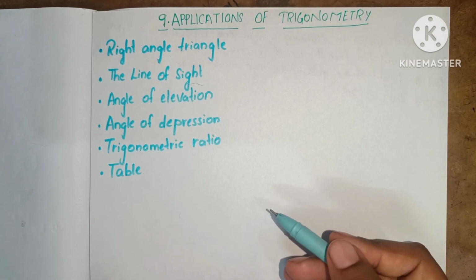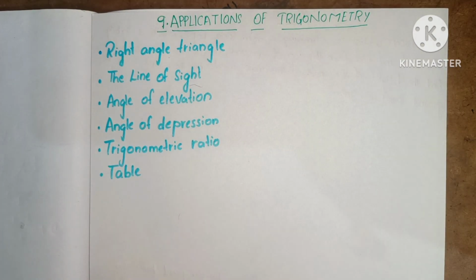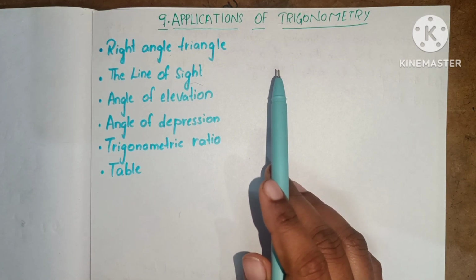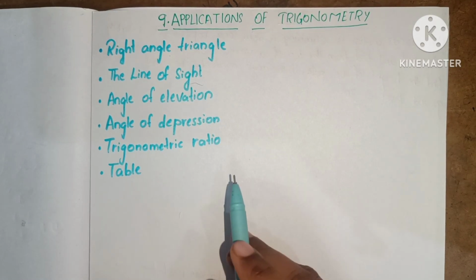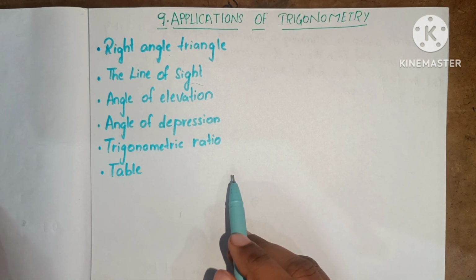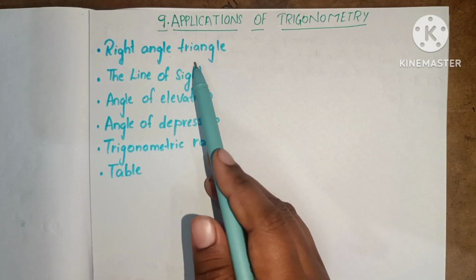Okay, let us go to the topic, application of trigonometry. Before doing the exercise you have to know some concepts here. In this topic only one exercise was there. Before going to do that, let us learn about some topics. See here, first, right angle triangle.